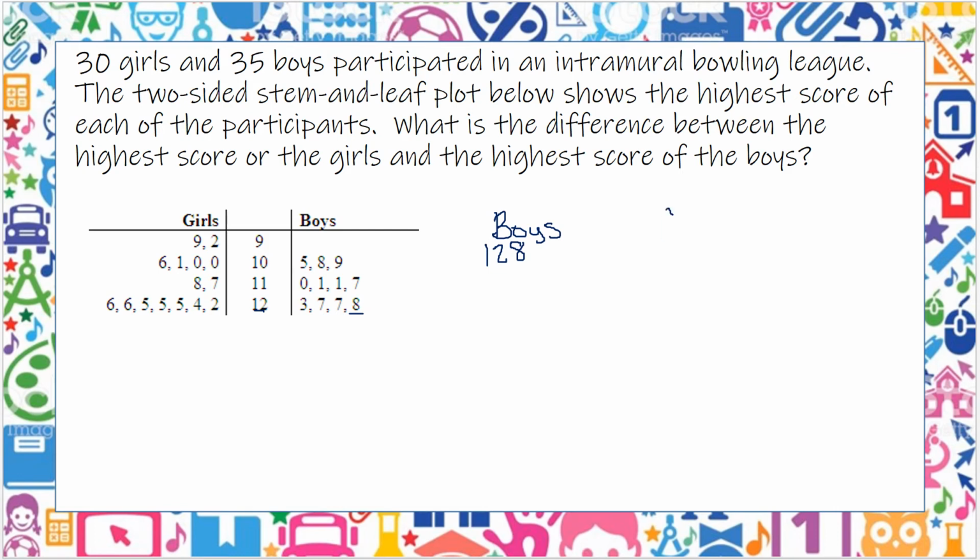The girls' highest score would be, remember the 12 is the tens place. So 1, 2, and then we're looking for the highest number over here, which would be 6. So 126 for the girls. Now we're looking for the difference of these. So the difference would be 128 minus 126, which equals 2.